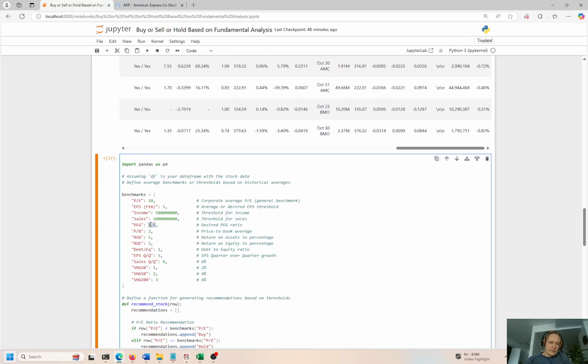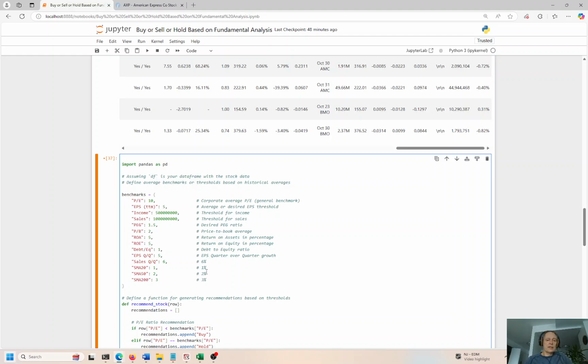A PEG of 1.5, personally I think this is good. I've been in the finance sector for close to 2 decades here, so almost 20 years on Wall Street. I think this is good. I think ROA and ROE of 5 is good. If you have higher, it's better. If you have lower, it's not quite as good. SMA of 1, 2, and 3. I think these are good numbers here. Oops, I just noticed a typo. 1, 2.